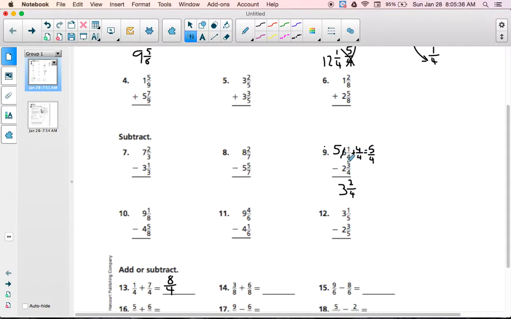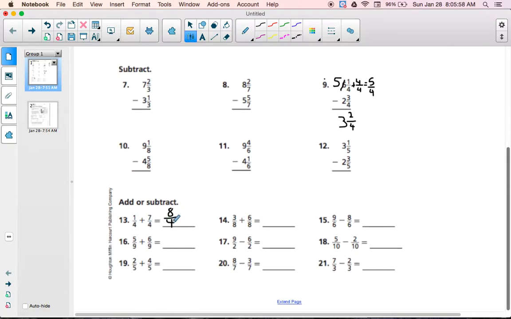as 4/4, and the reason I'm choosing 4 is because the denominator is a 4. 1/4 plus 4/4 is 5/4, and now I can subtract. 5 take away 3 is 2/4, and then 5 take away 2 is 3. 3 and 2/4. So do these problems in the same way.